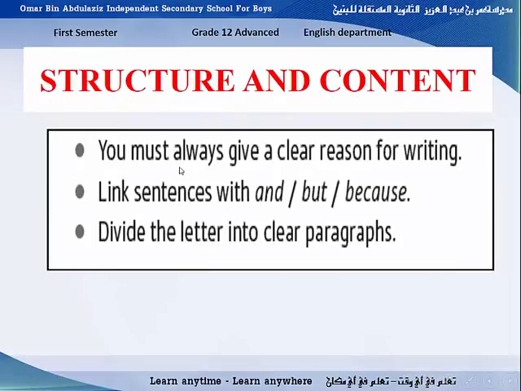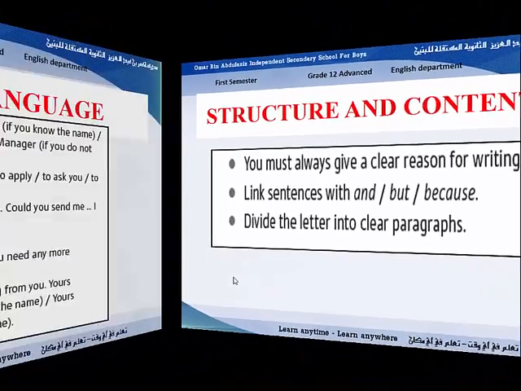Structure and content. You must always give a clear reason for writing. And this is what we say at the beginning of the letter: I'm writing this letter to. Mainly if we are talking about grade 12 advanced or foundation, the letter or email that you're going to write in the exam is called letter requesting information. So the main reason that you're writing for is to ask for some information about a certain topic. So it's better to start with I'm writing this letter to request information about. Use linkers like and, but, because. Divide the letter into clear paragraphs.